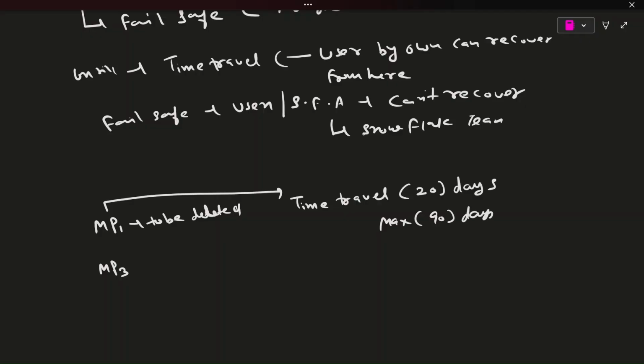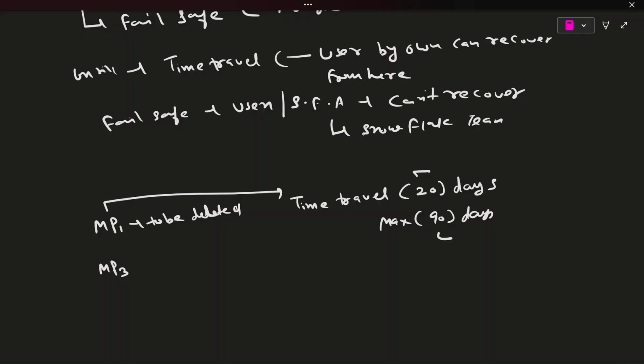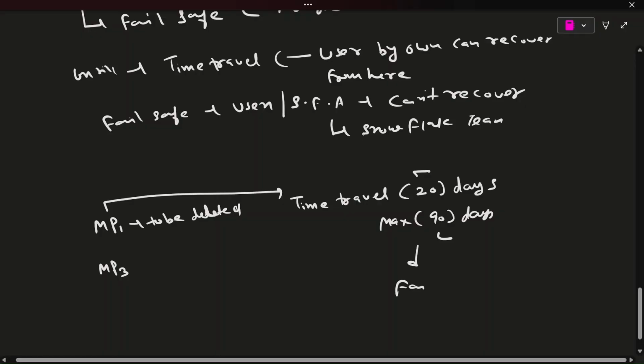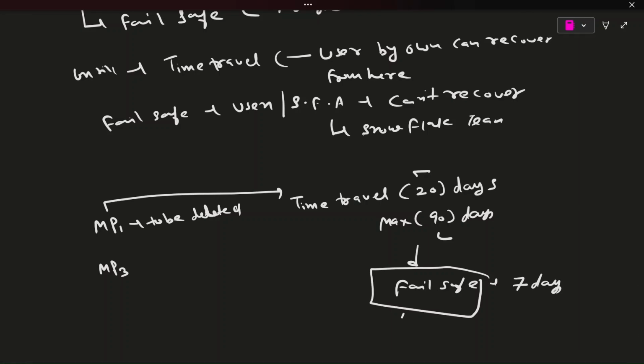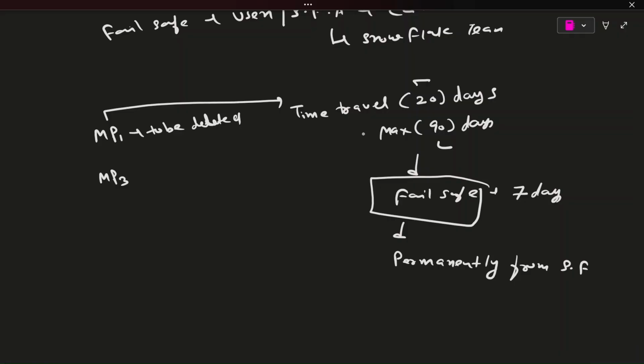Got it? Now let's say this 20 days or this 90 days is over. It will move mandatory to fail safe. And it will be there in this phase for maximum 7 days. And after that, data will be permanently deleted from Snowflake. Got it? From Snowflake. This is your CDP cycle.